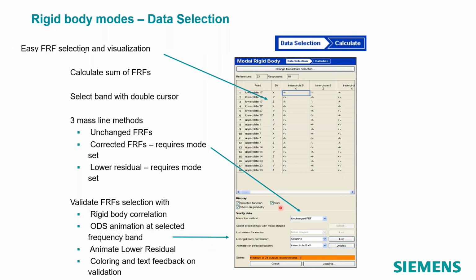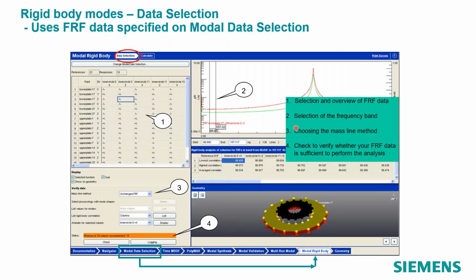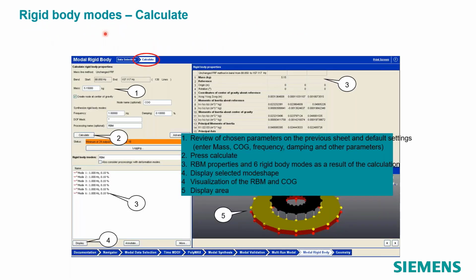And then the correlation numbers here, these correlation numbers represent, for this particular reference, how much of the response is going to look like a rigid body motion. And we do that for each of the references and each of the responses. And that number tells you what percentage does it look like a rigid body motion. So 100% means it's 100% rigid body motion. As that number gets less, it means it's not rigid body motion. So all the points aren't moving together. And then we move to the calculate worksheet. One, we have to type in the mass of the object.